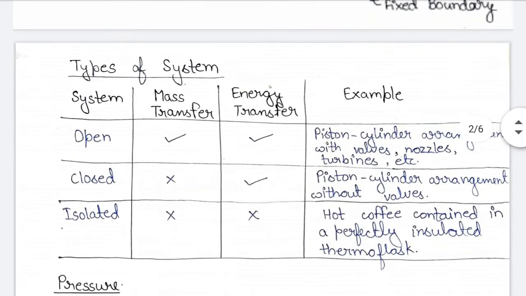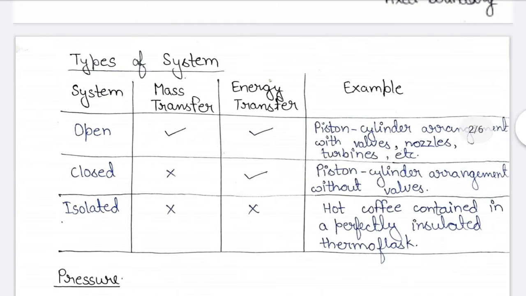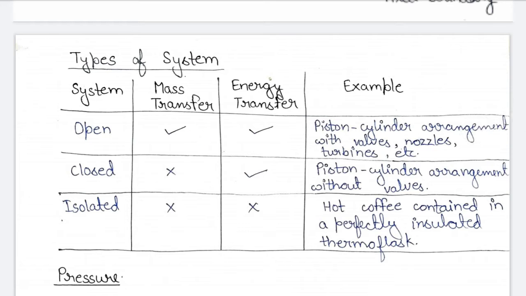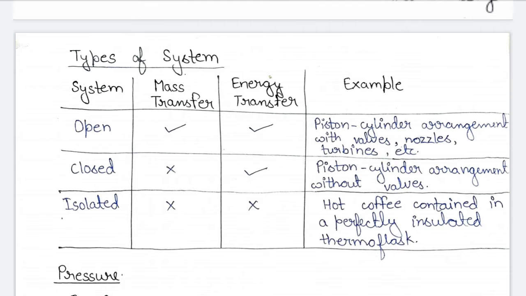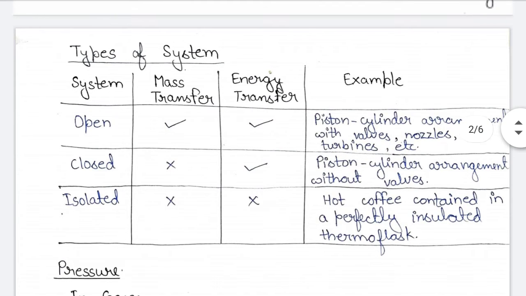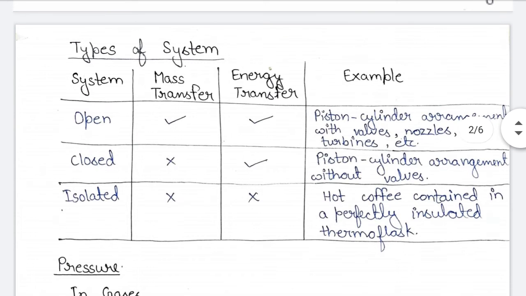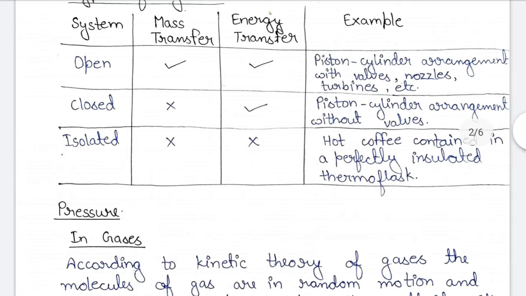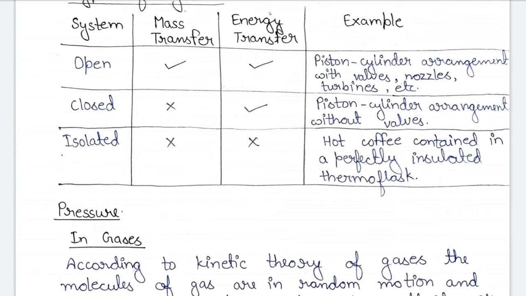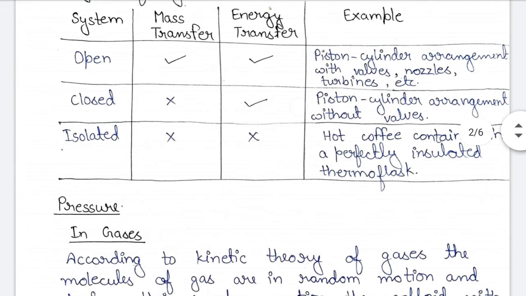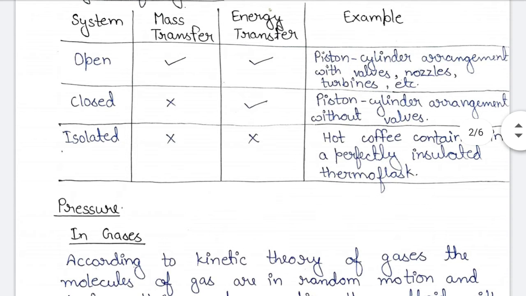Now let us see what the types of system are. The first one is the open system. In an open system, mass can transfer between system and surrounding. Energy transfer can also take place. Examples of the open system are a piston cylinder arrangement with valves, nozzles, turbines. Closed system. In a closed system, there is no mass transfer, but energy can transfer between system and surrounding. An example is a piston cylinder arrangement without valves.